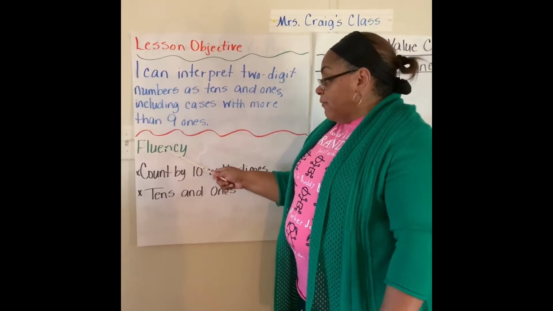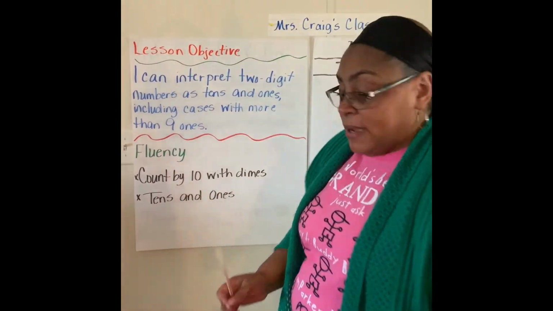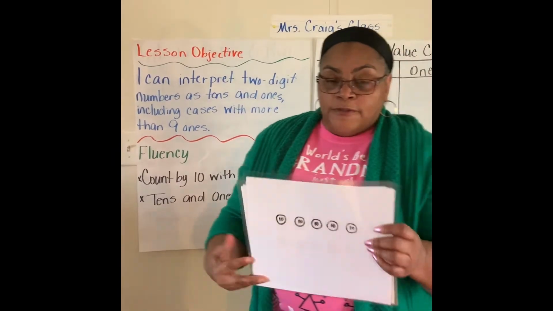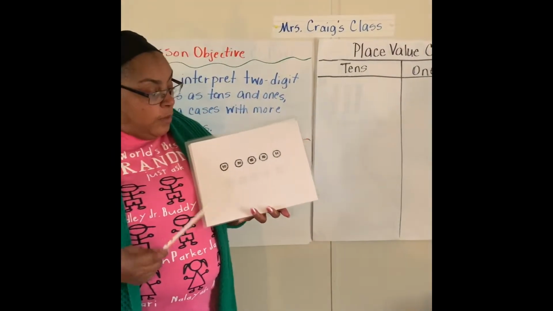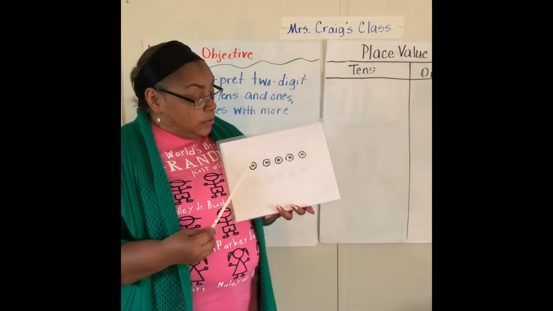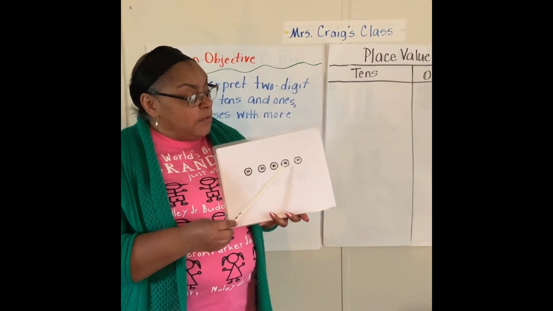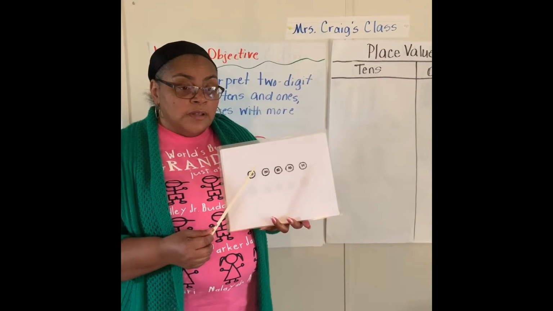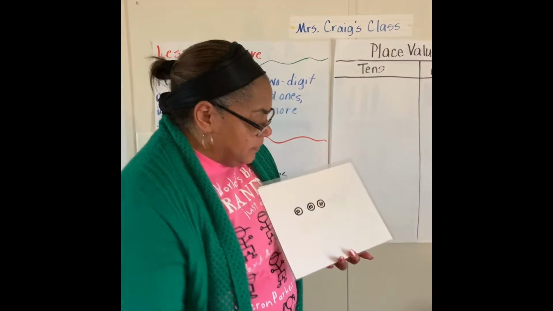So we're going to look at some cases where we'll have numbers that are going to have more than 9 ones. Okay, first today we're going to start with our fluency. We're going to count by 10 with dimes. Okay, my first one, we have our dimes right here, and we're going to count. We're counting by tens. Come on, boys and girls, let's count. We have 10, 20, 30, 40, 50. How many dimes do we have, boys and girls? Correct, we have 50.